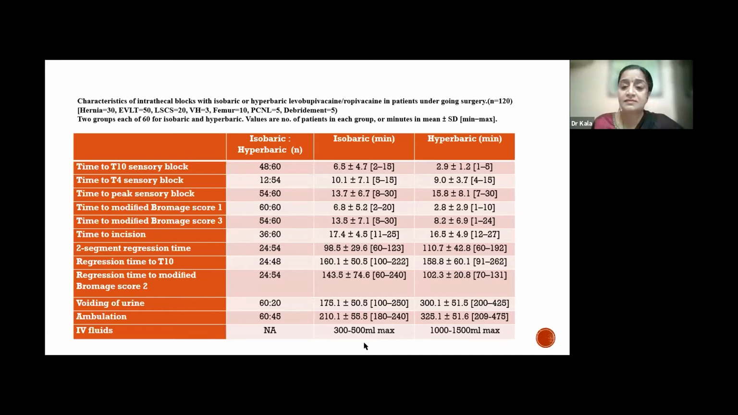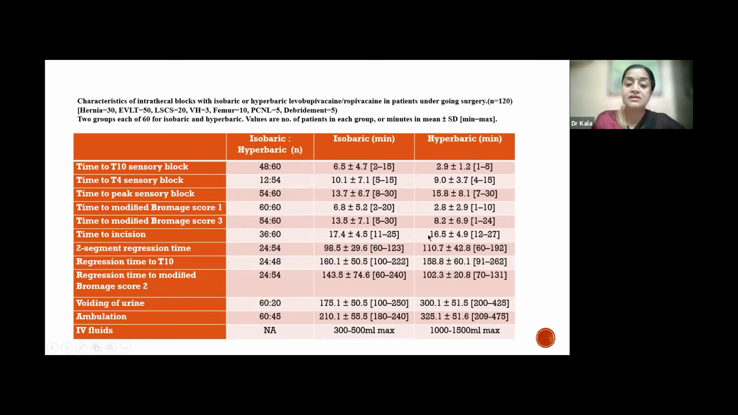Here, it showed that the IV fluid required is very minimal, around 300 to 500, compared to the hyperbaric, which requires almost 1 liter. Voiding is earlier in isobaric compared to the hyperbaric, and ambulation is earlier too. The regression time is also longer in the isobaric compared to the hyperbaric. And the time to incision, which is more of a concern, is just about equal to the hyperbaric.